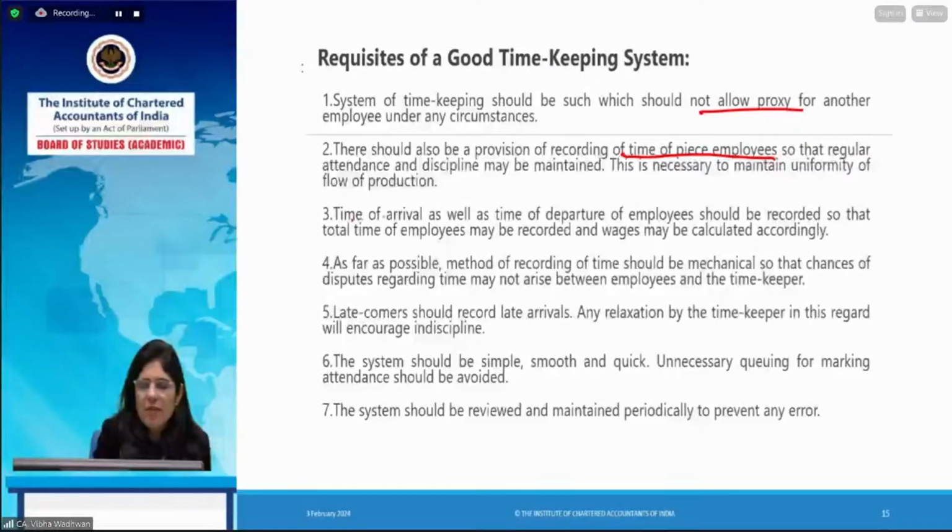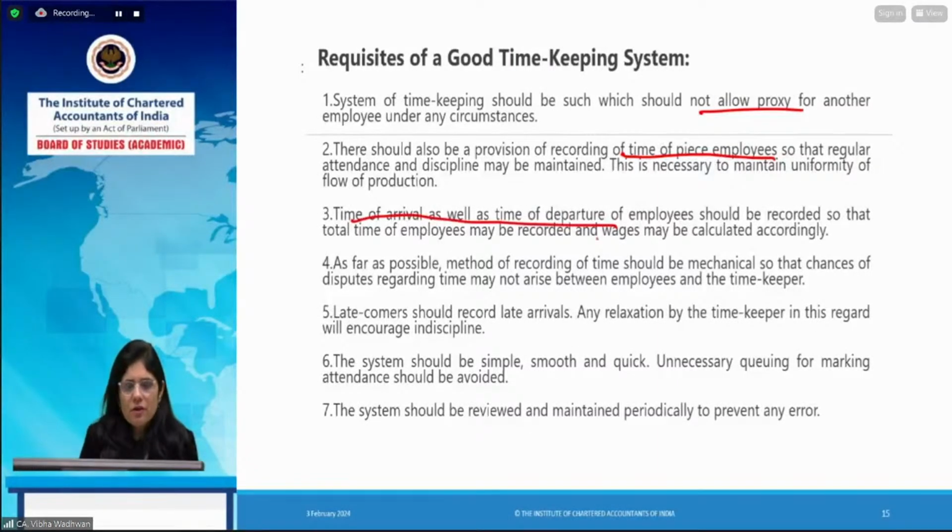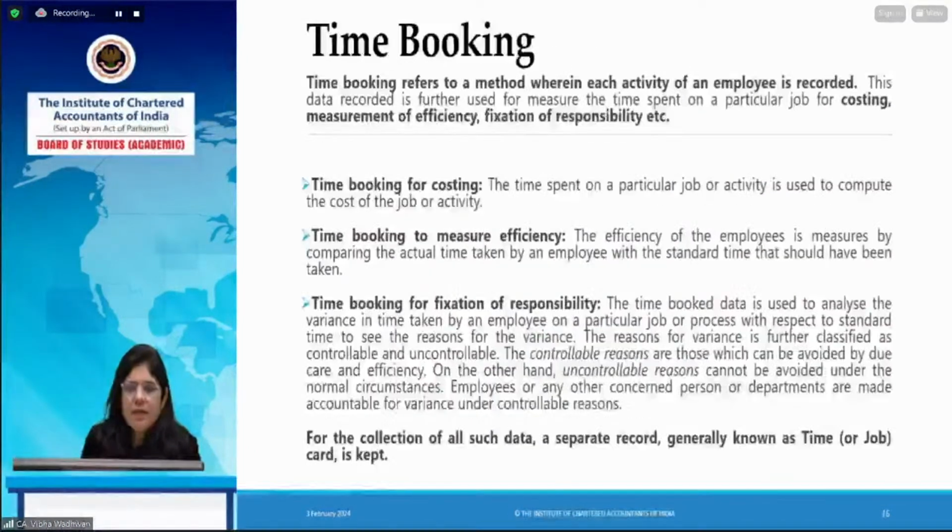Time of arrival as well as departure should be recorded, of course. And method of recording of time should be mechanical. Jitna mechanical ho utna better hai. Manual mein manipulation hota hai. Clear? Latecomers should record late arrivals. Clear? The system should be simple, smooth, and it should be periodically maintained. So check bhi karna hai usko.